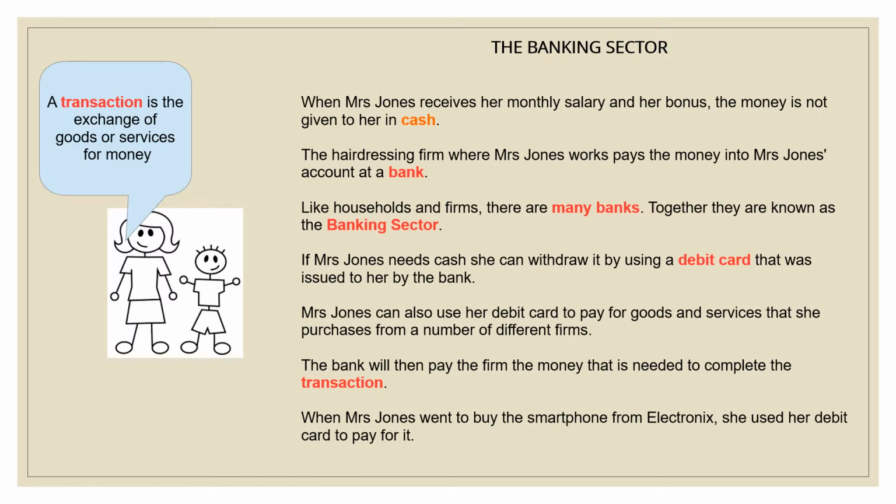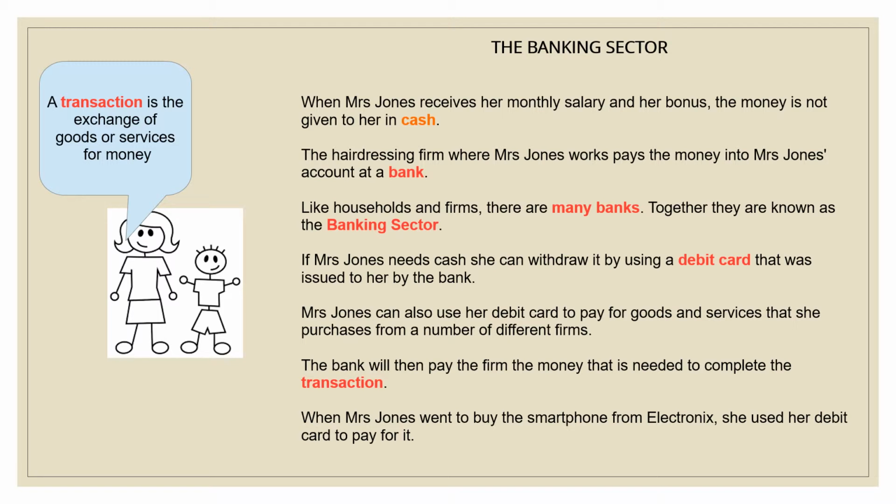So we're back. You'll remember that Mrs. Jones and her son are a household. Mrs. Jones is part of the labor market. She's a hairdresser and she works for a firm, the hairdressing shop. She gets a salary every single month, which goes into her bank account. Many of the banks are known as the banking sector.